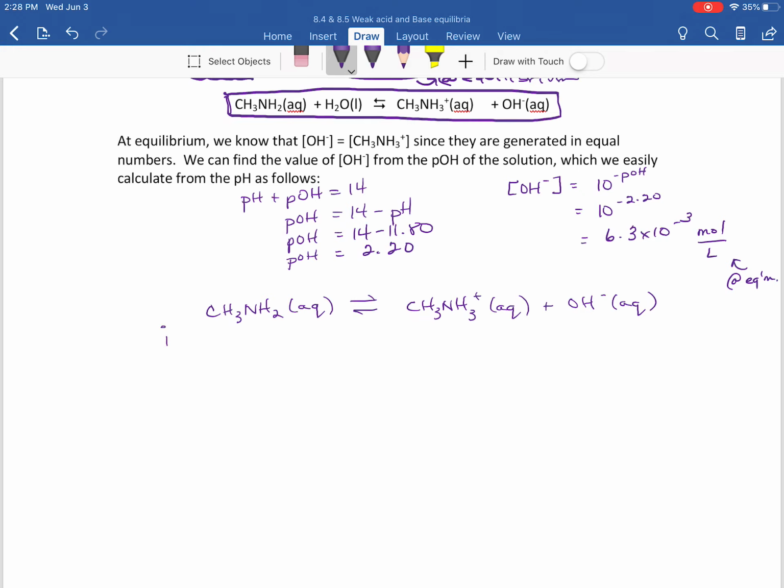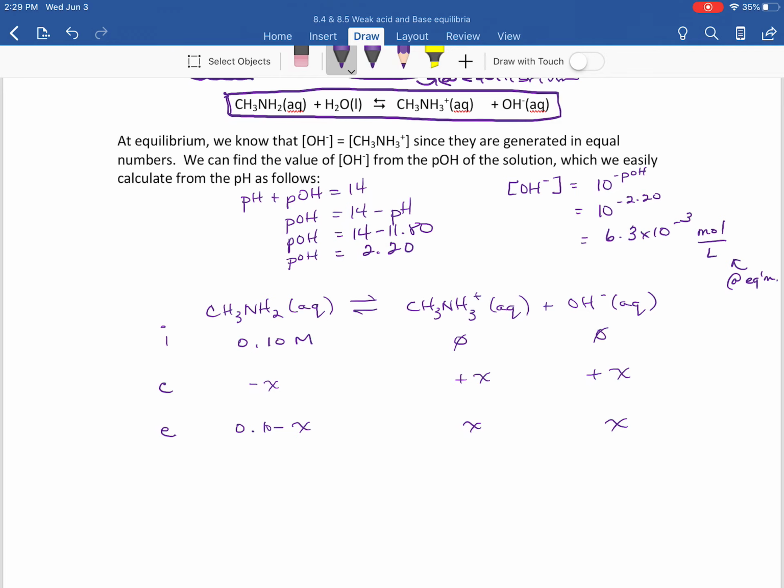Ice, ice, baby. So initial concentration we know from the question. We started out with 0.1 molar. We have not made product. My change, and we're so lucky because everything in this worksheet seems to be a 1:1:1 ratio. So I'm using it up, so it's negative. I'm making it, so it's positive. My equilibrium concentration: what I started with, how it changed, what it became.